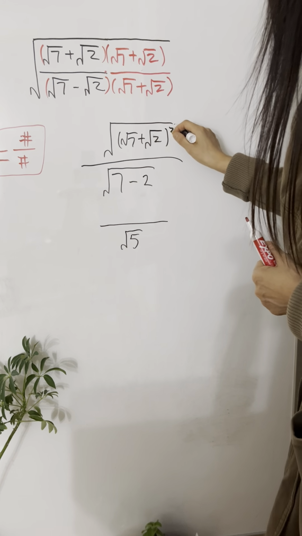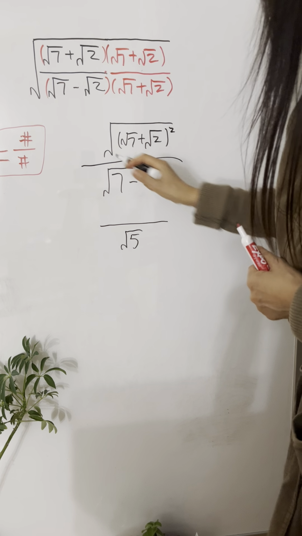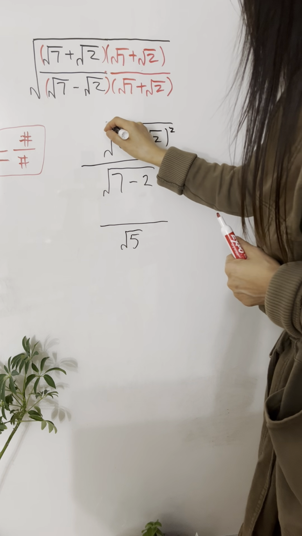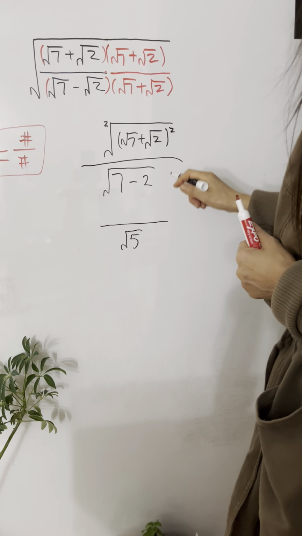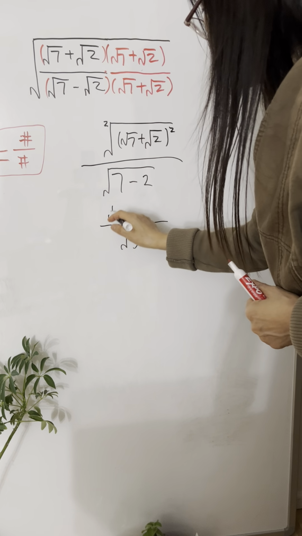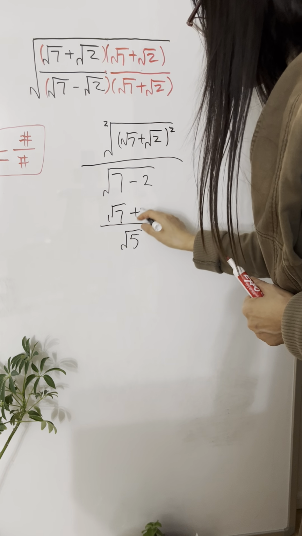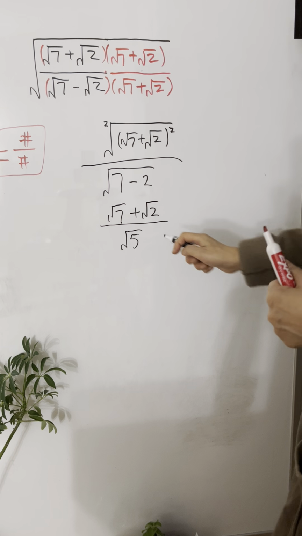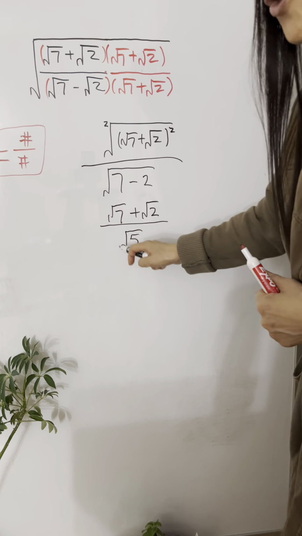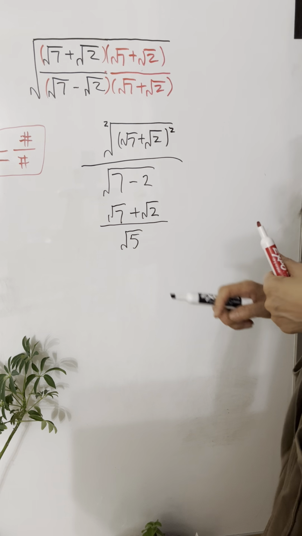The numerator, I have a square, they cancel each other, right? By default, the index is 2. So 2 over 2, that's 1. So the numerator is the square root of 7 plus square root of 2. Normally, we like the denominator to be an integer, right? Or to be a counting number.